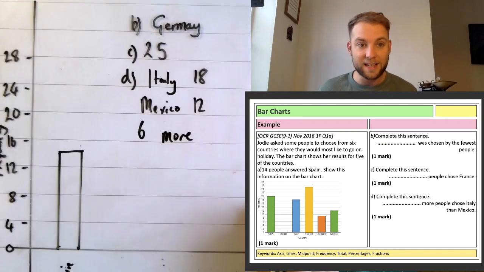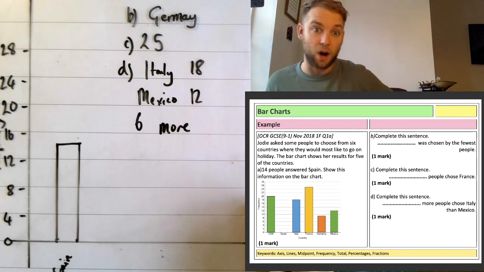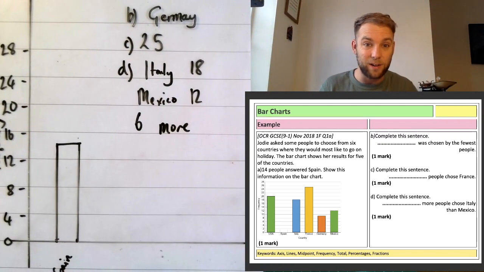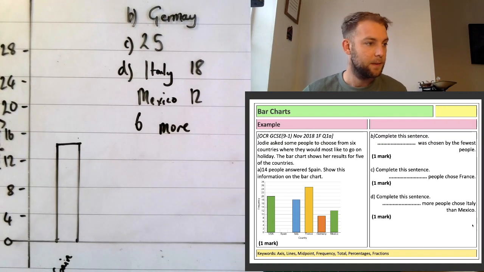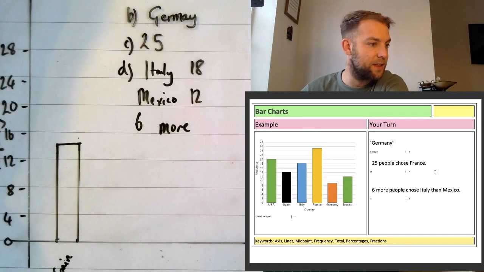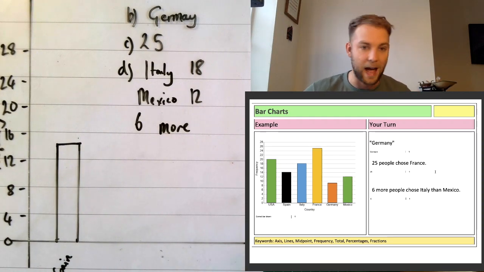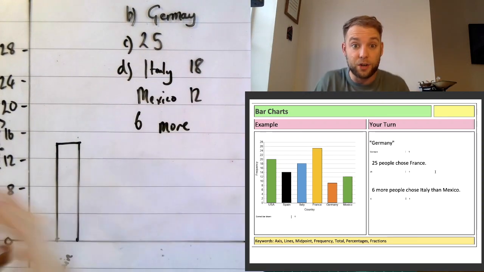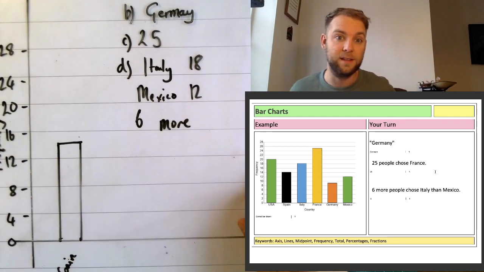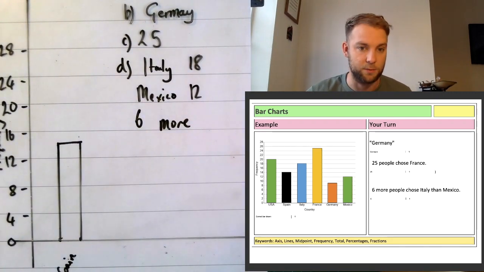Brilliant. Now that is a full GCSE question on bar charts. Really nice, really straightforward. Okay, and a gift of marks. Let's just check those answers. So Germany, 25, 6, and then we've got our chart as well. Absolutely perfect. And notice that I managed to do all of that without actually having that printout. So you can do this online as well.